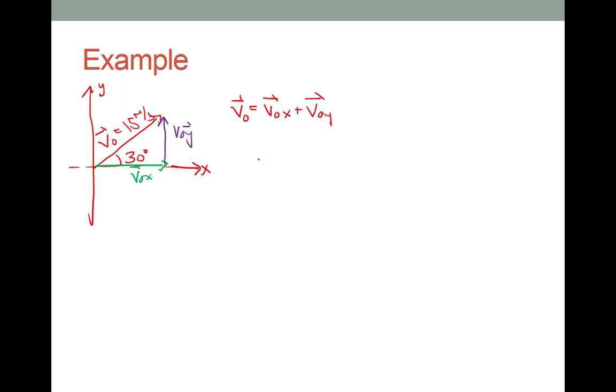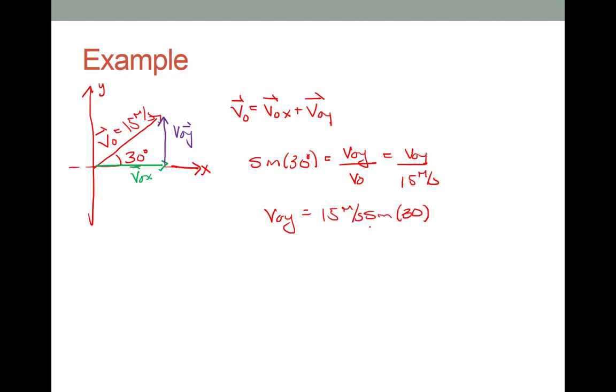So now I can use my trig functions and write that the sine of 30 degrees is my opposite side, that's V naught y, over the hypotenuse, which is V naught, which is V naught y divided by 15 meters per second. That tells me that V naught y is 15 meters per second times the sine of 30. Put that into my calculator. Sine of 30 is 1/2. So V naught y is 7.5 meters per second.